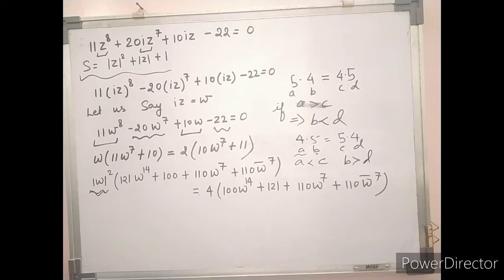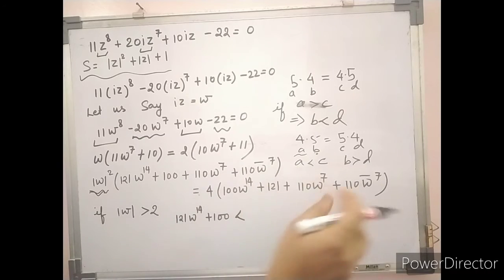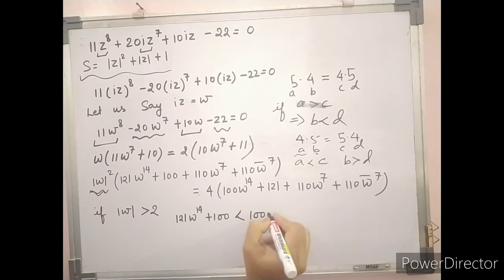So we will use this particular concept here, and let us say if mod of W is greater than 2, the square root of 4, okay, mod of W is greater than 2. So what we can say about these particular terms? That means this particular term should be less than this particular term. So we can write it here like 121 W to the power 14 plus 100 is less than, I am cancelling these two terms because they are same here. So 100 to the power 100 into W to the power 14 plus 121.